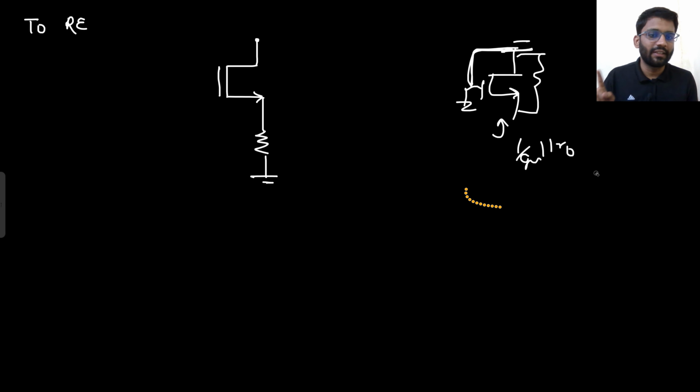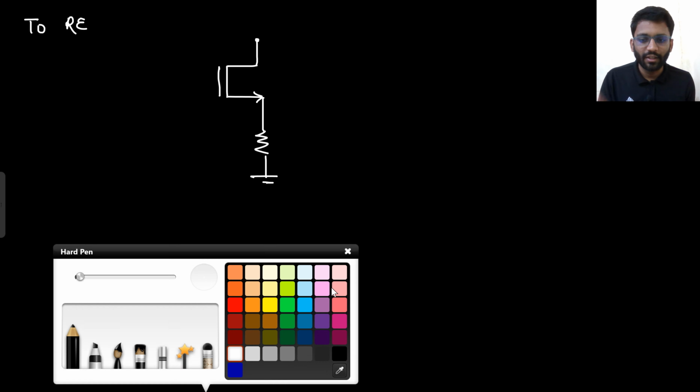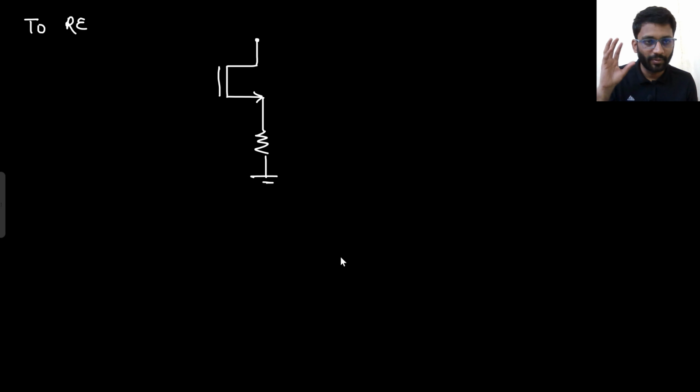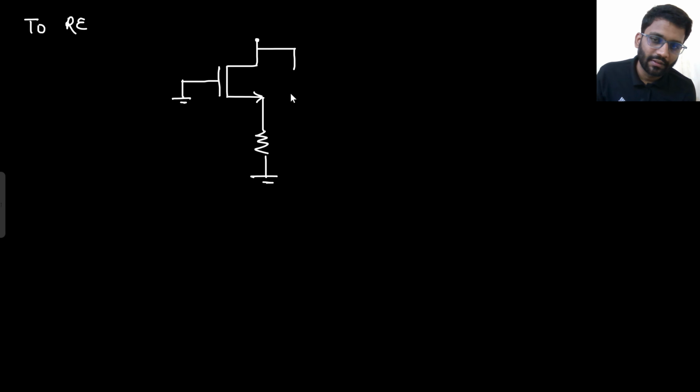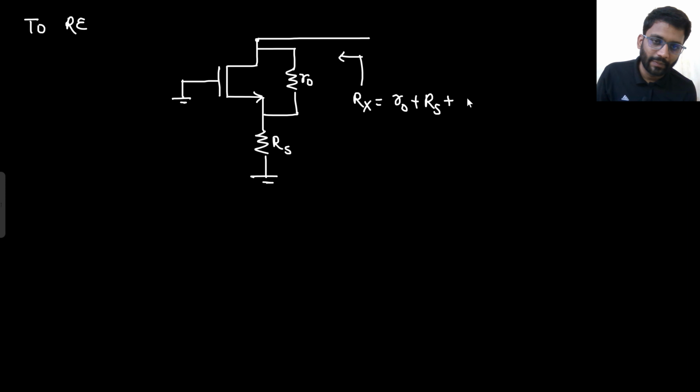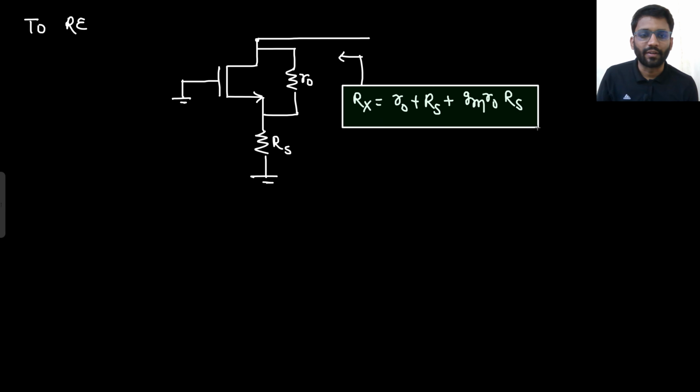Now, this is the second thing that I am asking you to remember. If you don't remember, it's okay, you can derive it as well. But if you remember, in a big complex circuitry, you can write down the answer in even 30 seconds. This is shorted, right? This is R0, and this is Rs here. Now, if they are asking you the resistance from this side, what is that resistance? That is R0 plus Rs plus Gm R0 Rs. This is what I am asking you to remember.